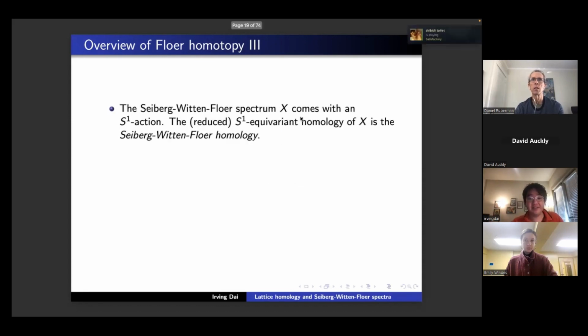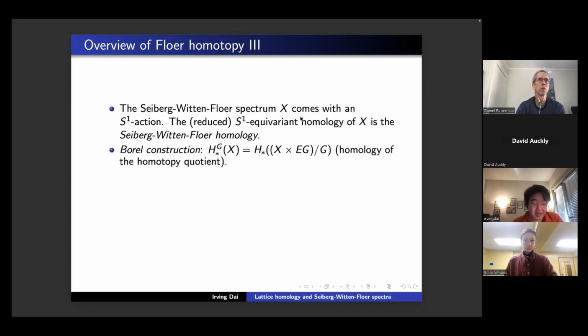Okay, so again, I've sort of punted it off, so let me just make sure that I say it. The Seiberg-Witten-Floer spectrum is not just a space; in this context, it comes with an S1 action, and I'll mostly talk about that. The reduced S1 equivariant homology of this space is what's called the Seiberg-Witten-Floer homology. Okay. And more specifically, let me just remind you what I mean by this.